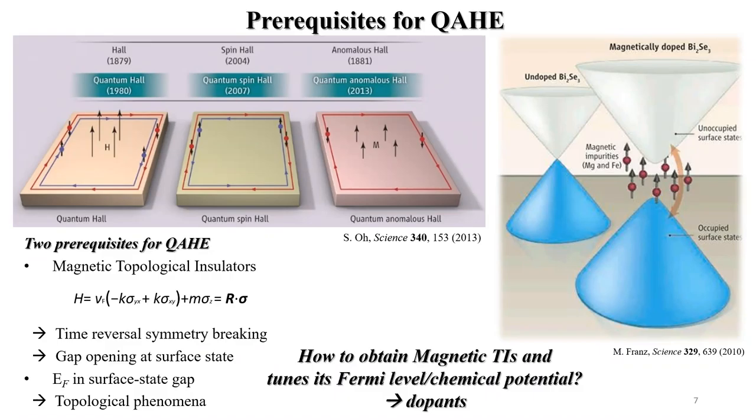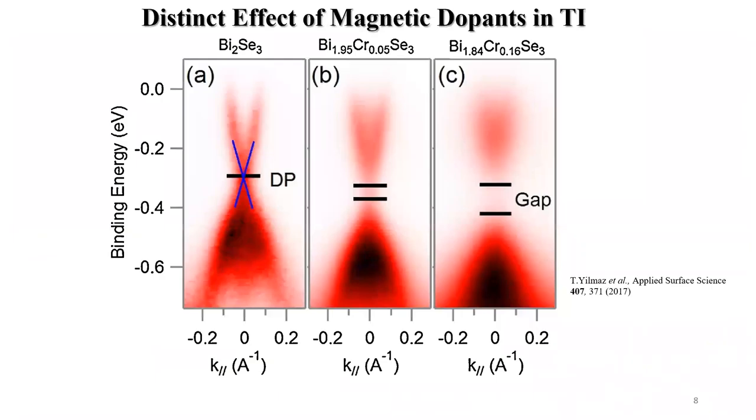So the next question is how you obtain the magnetic topological insulator and tune the Fermi level or chemical potential. In this case, you can use a very easy and traditional way, doping. Take the case here: we have bismuth selenide ARPES data. As you can see, we have a very clean Dirac surface state connected by the Dirac point. When you introduce chromium into the bismuth selenide, you are able to induce a gap between the surface states. If we further increase the concentration of chromium, the size of the gap increases. So the size of the gap is roughly proportional to the concentration of your magnetic dopant.